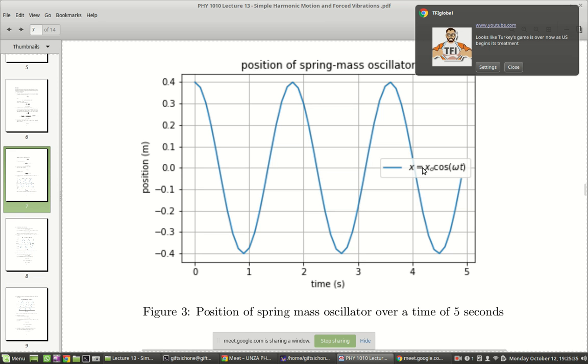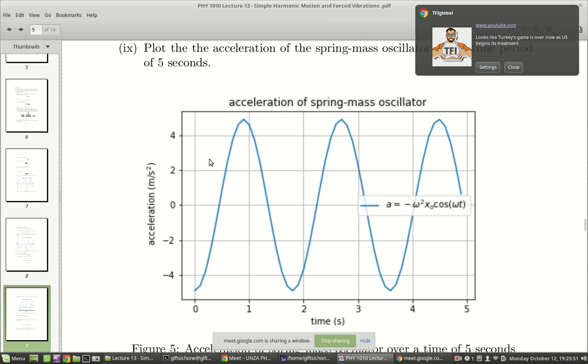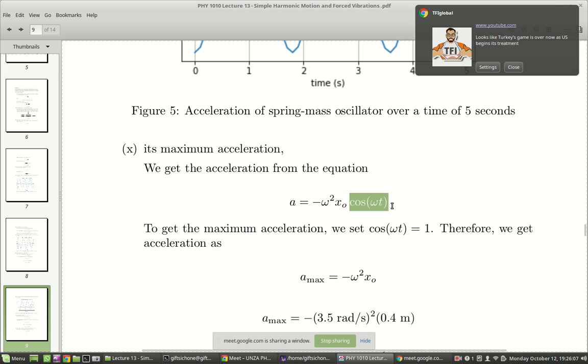And again, similarly, if you want to find out your maximum acceleration, you set your cos omega t equal to 1, and therefore your maximum acceleration is equal to minus omega squared x naught. So omega squared, then the x naught is the displacement. So your maximum acceleration is going to be minus 4.9.